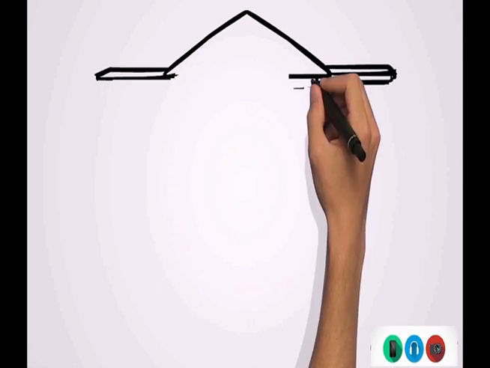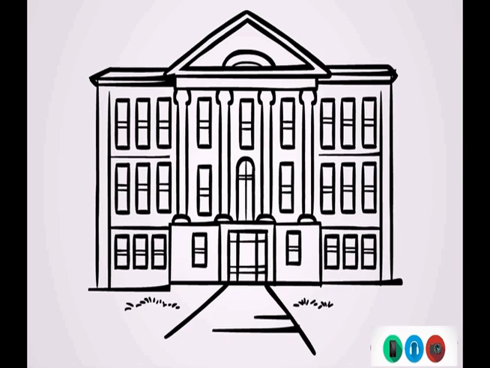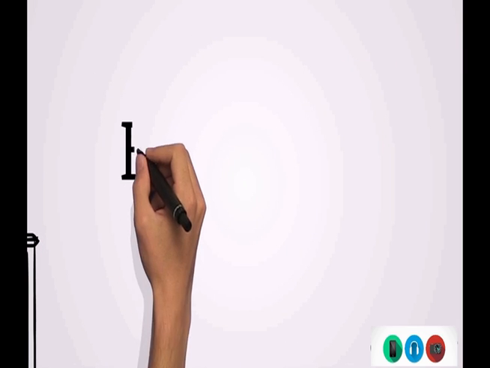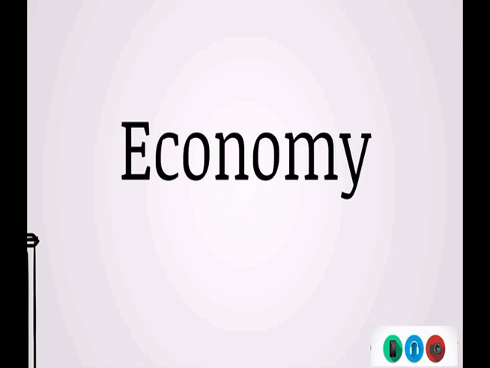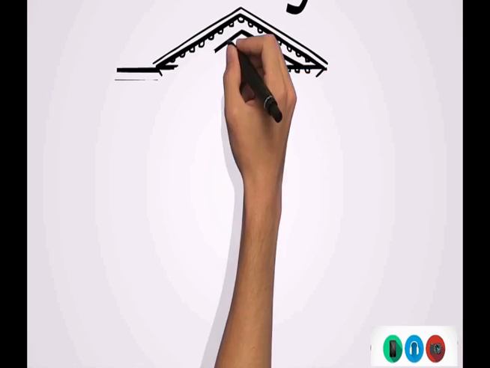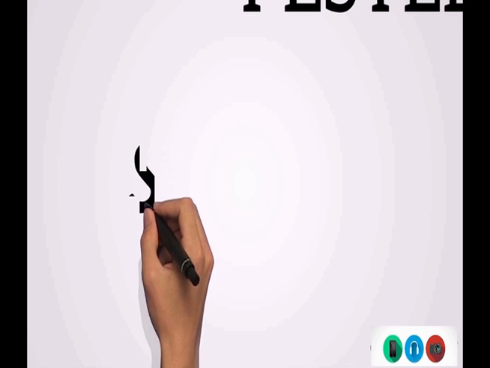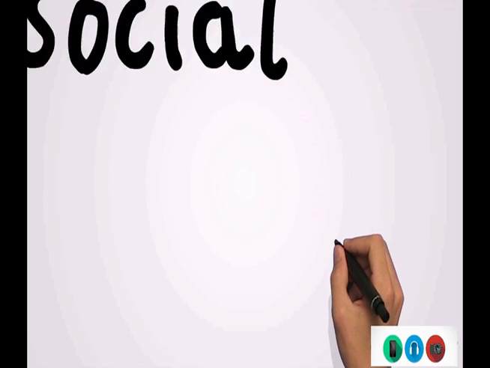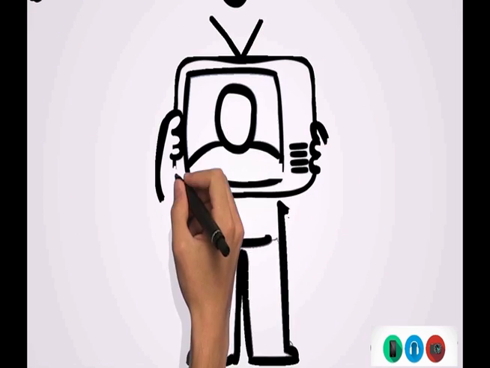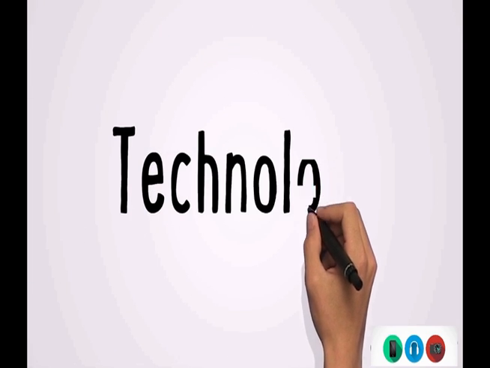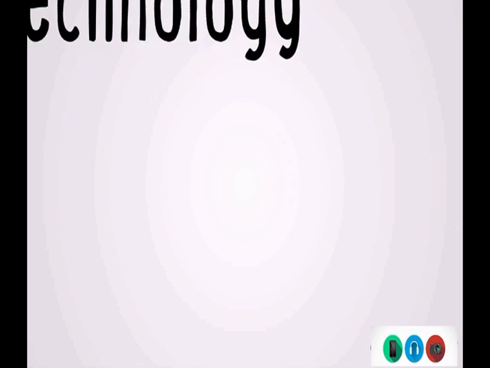The PESTEL, first one, P, is political. So what are the political drivers that could impact the project? Government funding, bodies, whatever it may be. Next one is economic, or economy. So again, cost, financing, how are you going to fund it, what risks are around spend. Next one is social. So education, media, culture, is social media going to impact the project?